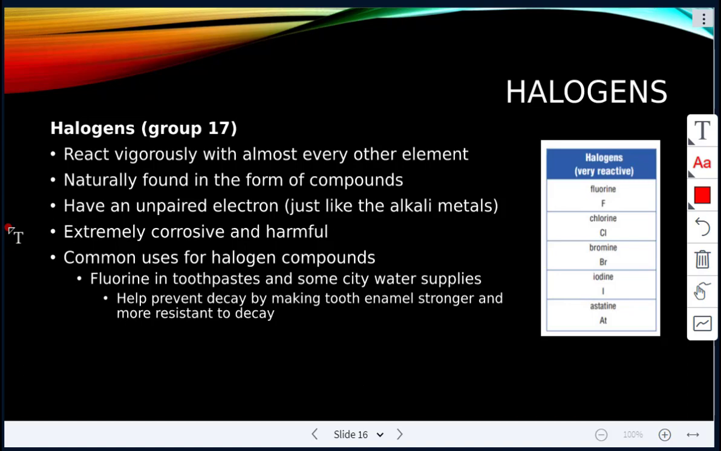There are lots of common uses for halogen compounds. For example, fluorine is found in toothpastes and in some city water supplies. It's important to help prevent decay by making tooth enamel stronger and more resistant to decay. Chlorine also reacts with sodium. Sodium was an alkali metal. Those two react together to form salt, the table salt that we use day to day.